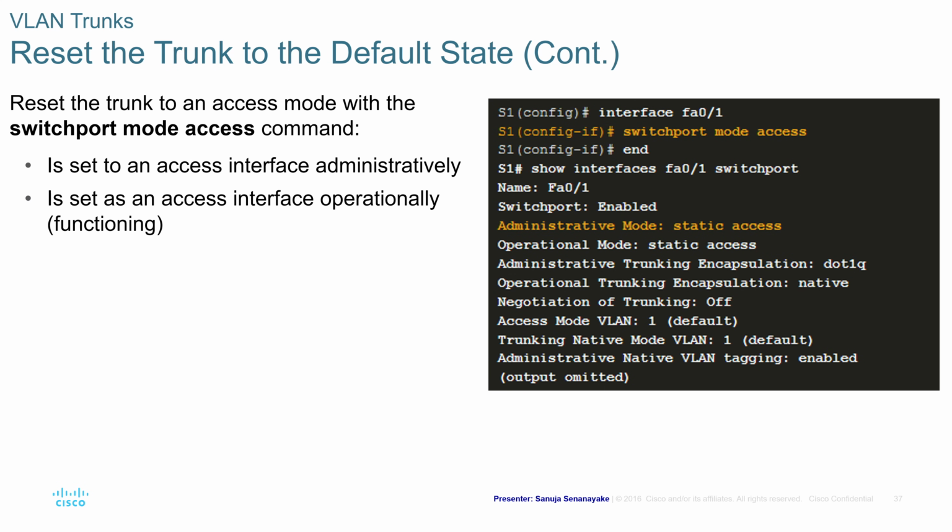Resetting the trunk to access mode can be done with the switchport mode access command. It will reset the trunk to an access mode instead of trunk mode, and it is set as an access interface administratively and operationally. So administrative and operational will both be access mode when you enter switchport mode access. As I mentioned in my past lectures and videos, the administrative state basically means you tell the switchport to act in a certain way administratively.